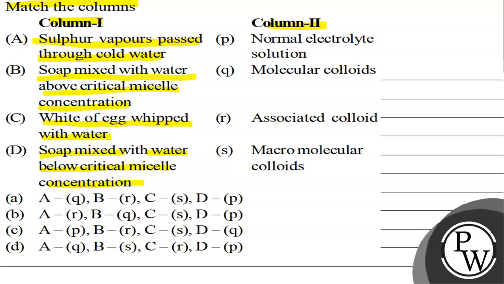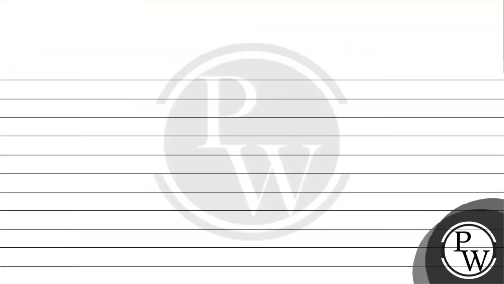And column 2. P. Normal electrolyte solution. Q. Molecular colloids. R. Associated colloids. And S. Macromolecular colloids. And these are the options that have been given to us. Now let us look at the explanation of the question.